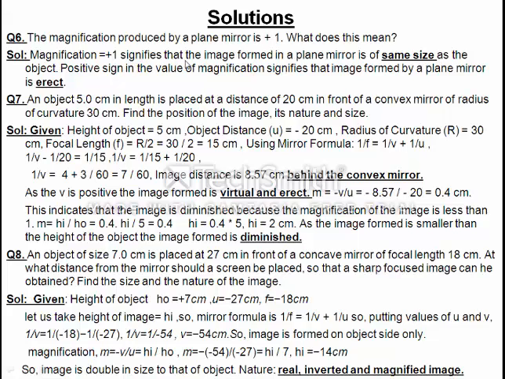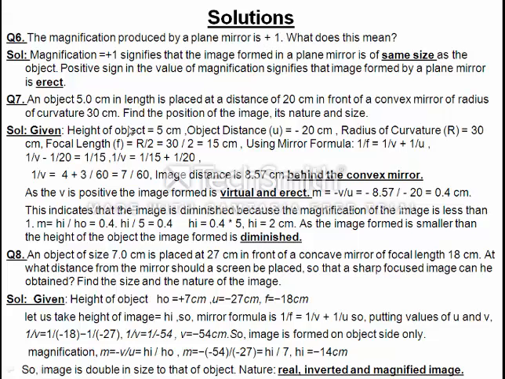Magnification +1 signifies that the image formed in a plane mirror is virtual, because plus indicates a virtual image, and a virtual image is always erect. And 1 indicates that since magnification is 1, the height of the image is the same as the height of the object, and the distance of the object from the pole is the same as the distance of the image from the pole, or you can say the distance of the object from the mirror is the same as the distance of the image from the mirror. So here it is given a plane mirror, so plus indicates the image is virtual and erect, and 1 indicates it is of the same size.